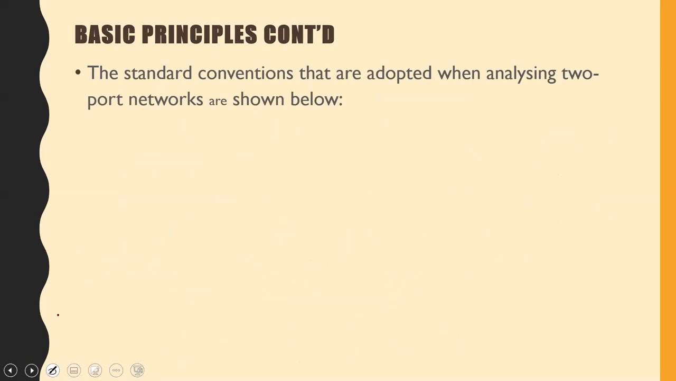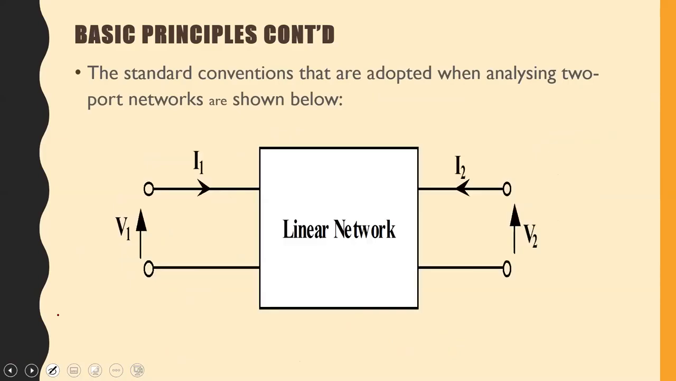So some other basic principles that we need to focus on. There are some standard conventions that we are going to adopt. And these are the conventions. One, at one port, the voltage is always positive. The upper terminal is always positive with respect to the lower terminal. So V1, the voltage at port 1, will be higher potential than that. At port 2, that's higher than that.